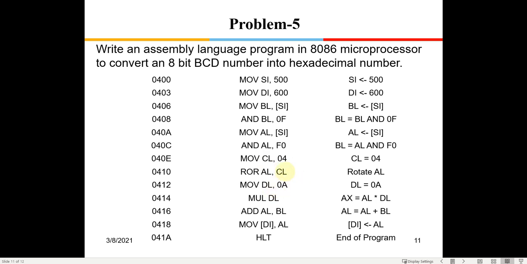To multiply by 10, we are moving 10 into DL. 10 stands for 0A in hexadecimal, so we put the value of 10 in DL and multiply with DL. Okay, once you have done that, you add AL and then move the final answer into the memory location indicated by the destination index. Okay, so this is how we write a small program to convert an 8-bit BCD number into a hexadecimal number.